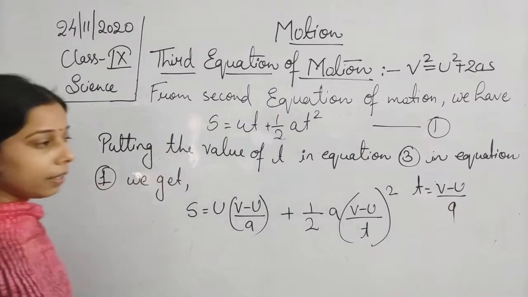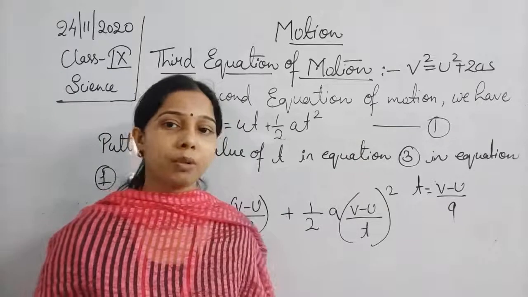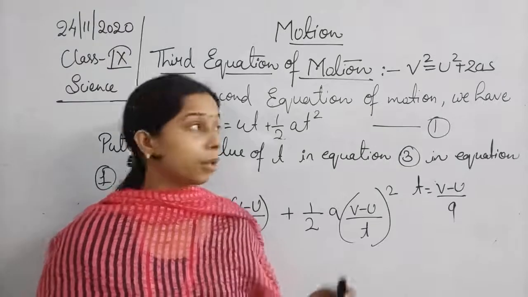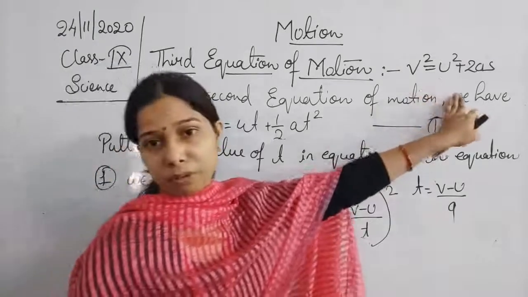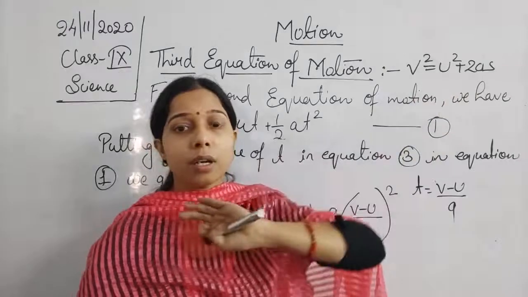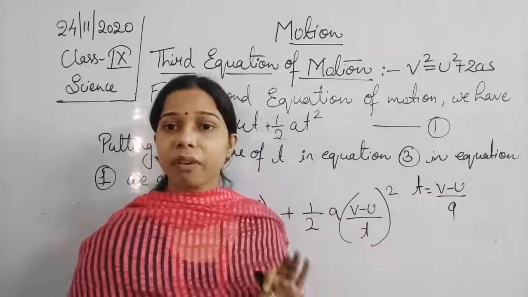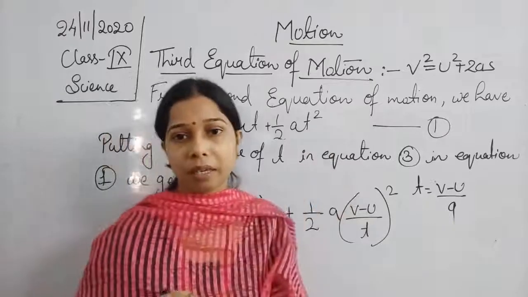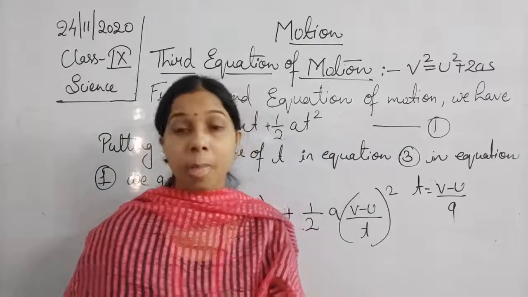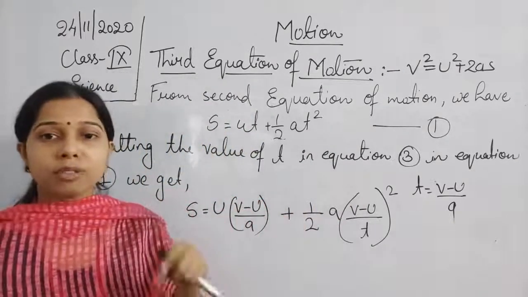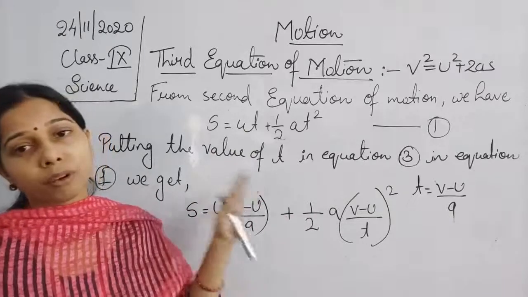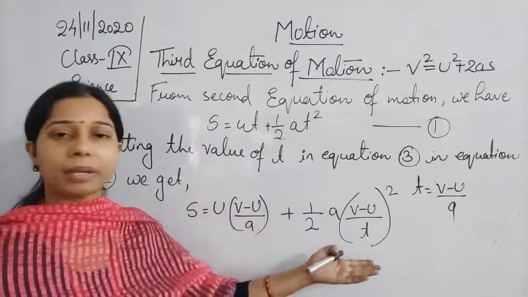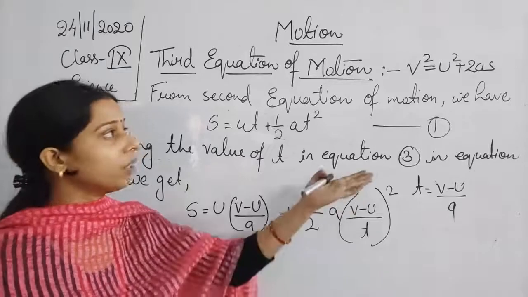Now what we have done here, we removed the value of T, students. Only then, because in the third equation of motion you see that there is no need of time, and from the first and second equations, in both cases T is there, time is there. So we will use the value of T from one of them in the other, and ultimately we will get the third equation.